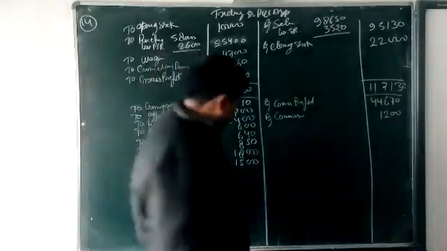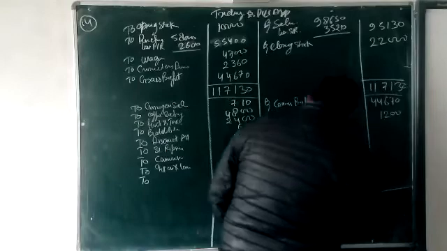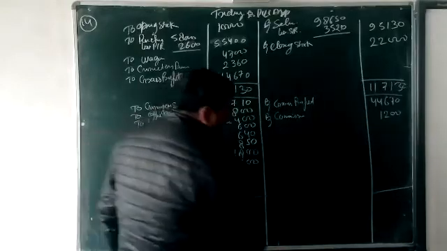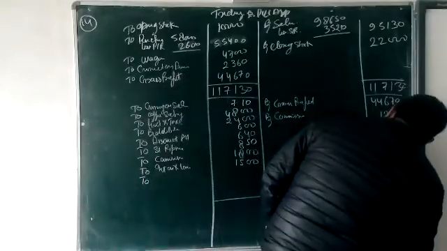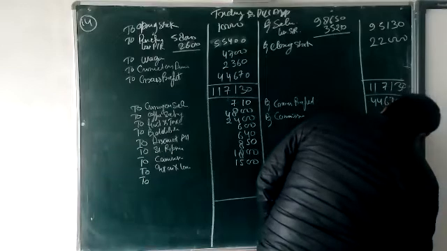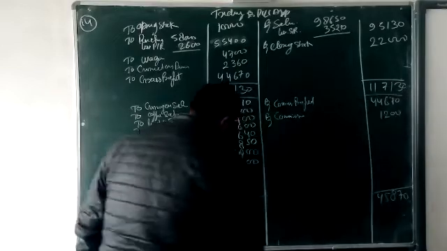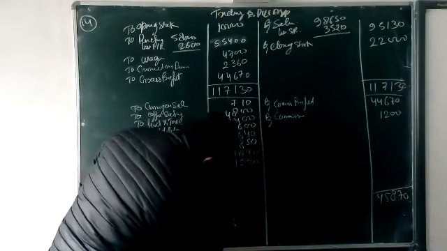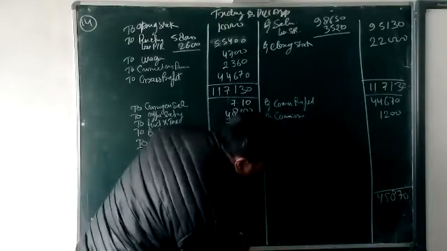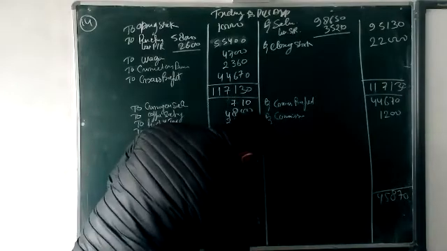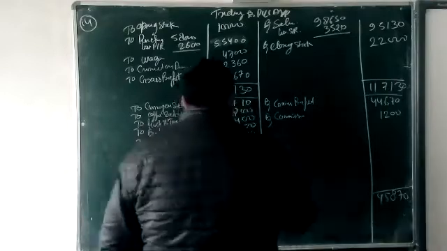Next. Sir, that's it, finished. Just start totaling. 17, 8, 5, 4, 45, 8, 17.